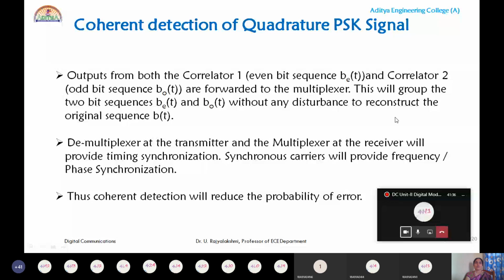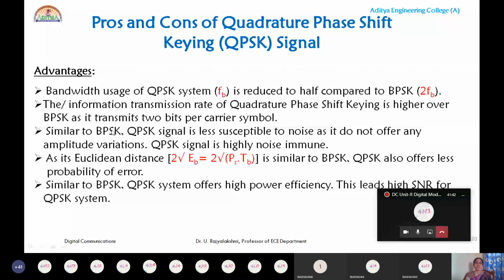Now, what are the advantages and disadvantages? Let us go through the advantages and disadvantages of QPSK. First, the bandwidth usage. What is the bandwidth of QPSK? It is FB. If you compare it with BPSK, which is 2FB, the bandwidth usage of the QPSK system is reduced to half compared to BPSK. That is the advantage of QPSK.